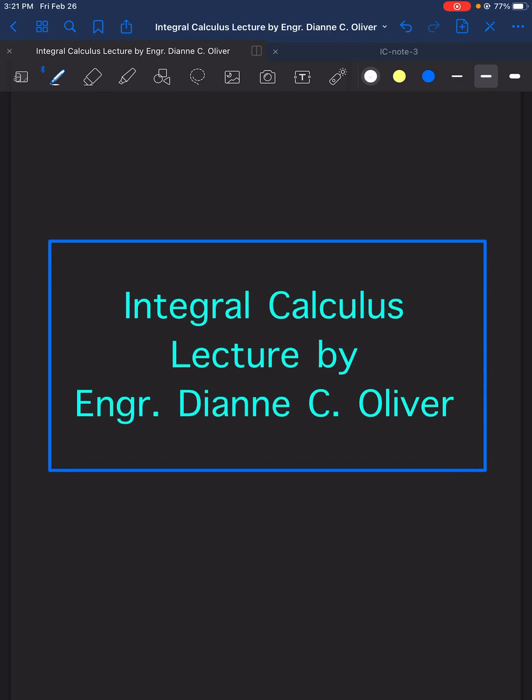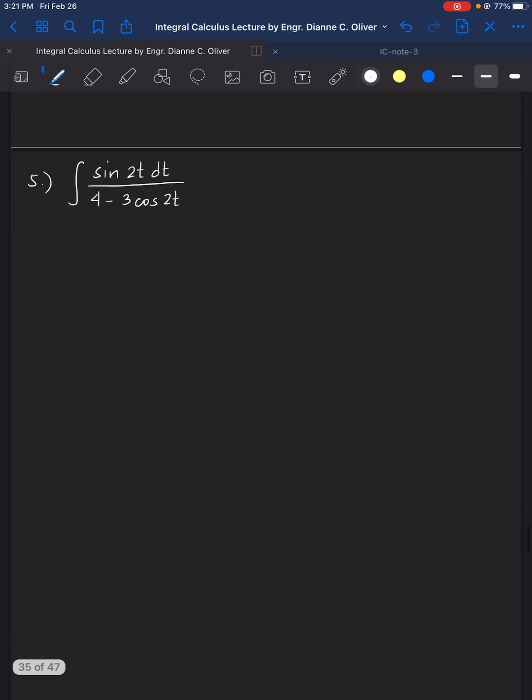Let's continue our lecture video in integral calculus with the topic logarithmic function. Here at number 5, we have the integral of sine 2t dt over 4 minus 3 cosine 2t. Now let's use again the pattern: the integral of du over u is equal to ln u plus c.